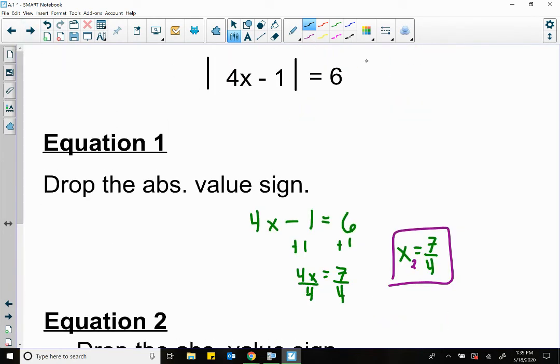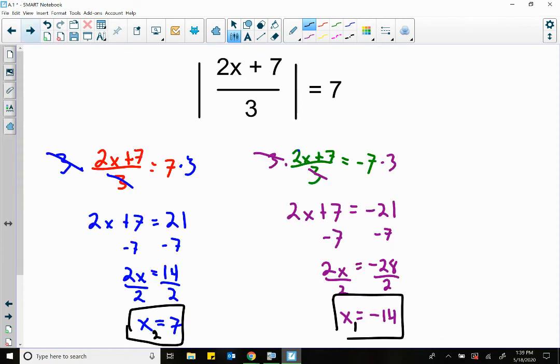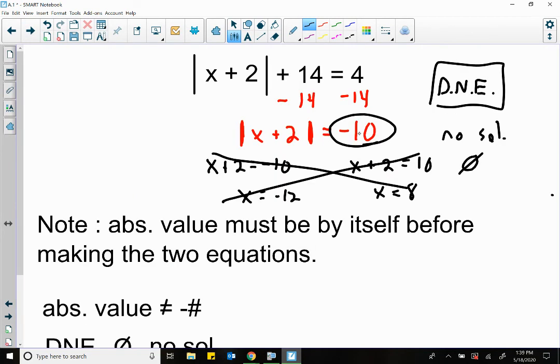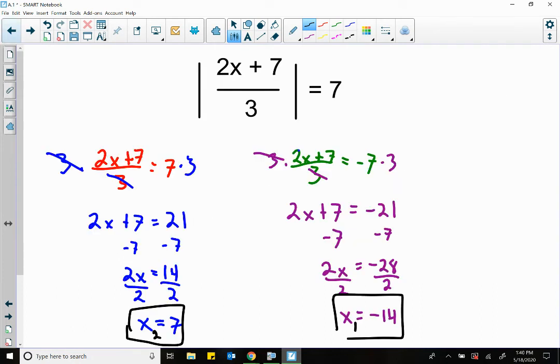What you're concerned about is this part. Before you set up your two equations, if this is equal to a negative number, it's a D and E automatically, because absolute values cannot be equal to a negative number. Okay? This is an absolute value equal to a positive. That's okay. This is an absolute value equal to a positive. That's okay. This is an absolute value equal to a negative. Not okay. So the difference here is this is okay because it's equal to a positive number.